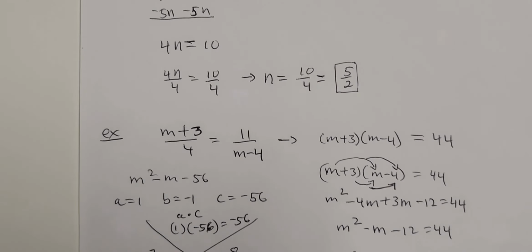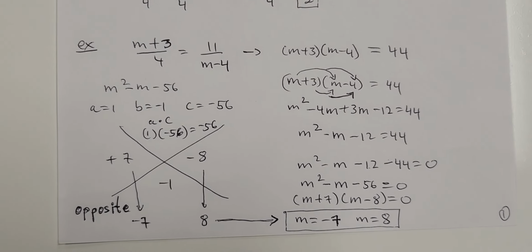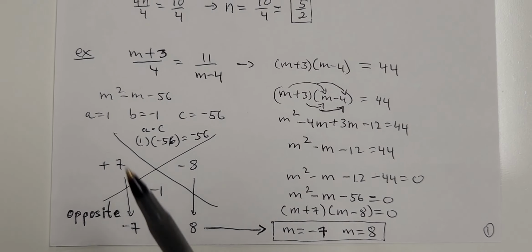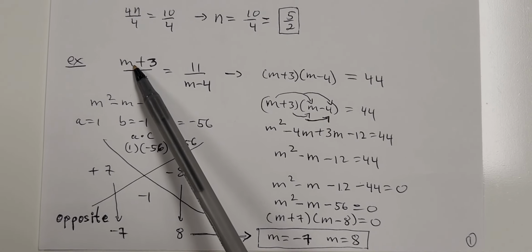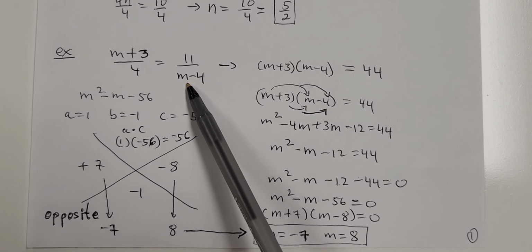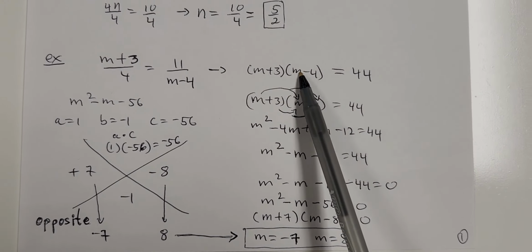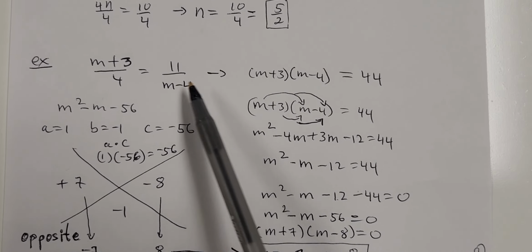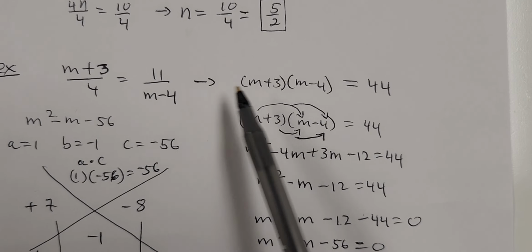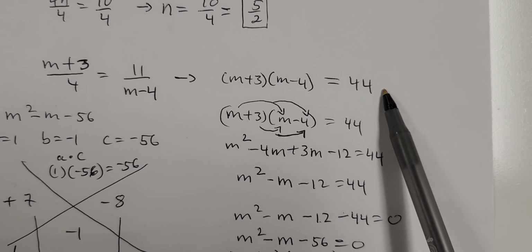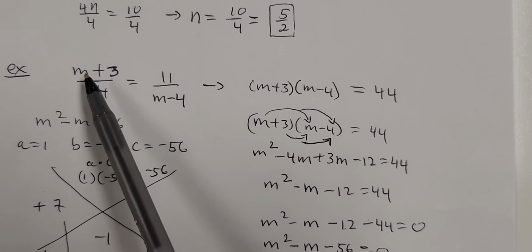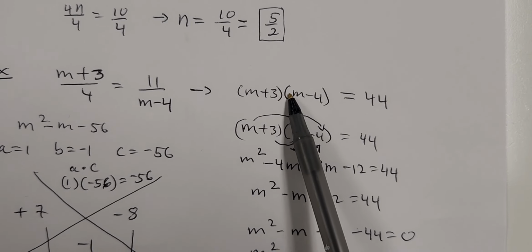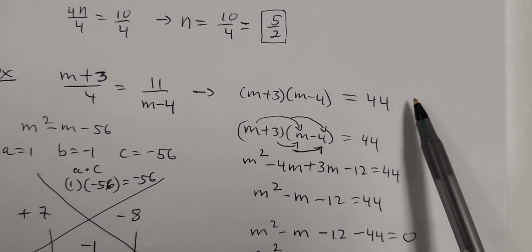Next example, same thing, just more algebra, more process, more procedures. So here we go. m plus 3 times m minus 4, which is over here, and then 4 times 11 gives me 44. So m plus 3 times m minus 4 is this here, and 4 times 11 is 44.